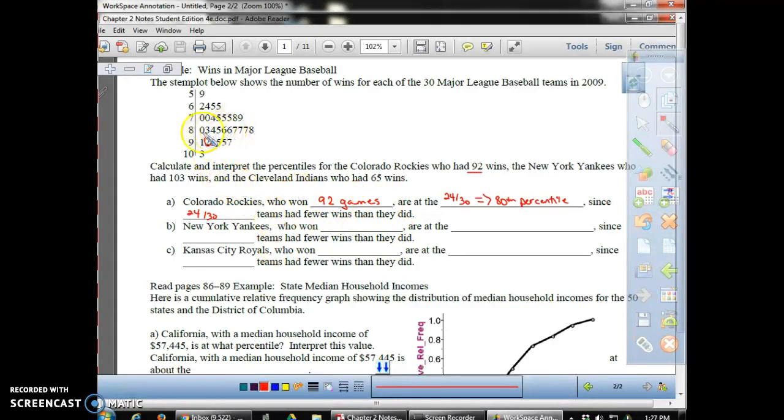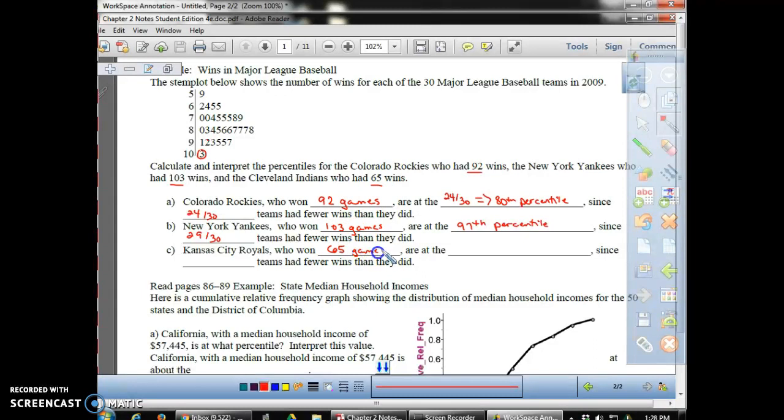Now let's look at the New York Yankees, who had 103 wins. So they are right here. They're the very highest one. They have the most wins, which means 29 of the other teams had fewer wins. So they won 103 games, and they will actually be at the 97th percentile, because 29 out of 30 teams had fewer wins.